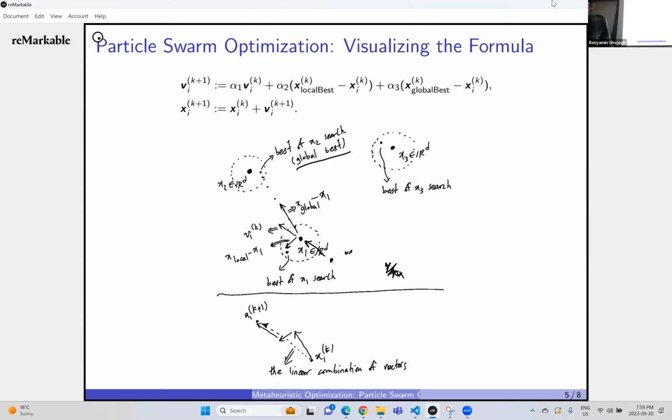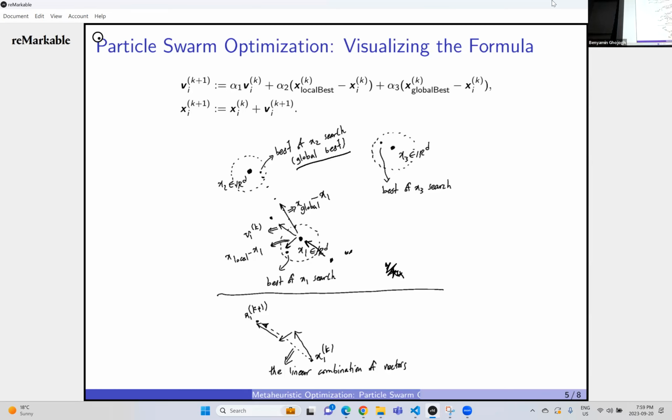Okay. So now I have 3 vectors. A linear combination of these, for example, is this with some weights. So for example, x1 will be moved toward around here and then do another local search. So the particles are moved.